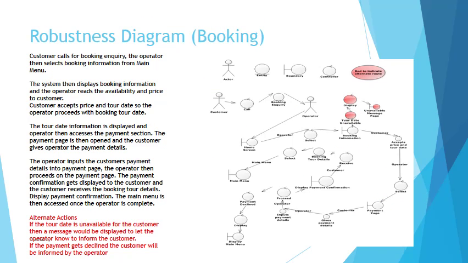This is a robustness diagram for booking. On the diagram, it lists the different components which are used in order to complete the diagram. The robustness diagram is created by using the user story expanded. An actor in the diagram would be the customer. The entity would be something such as the booking tour details. A boundary would be the main menu, and the controller would be something such as select. It tells you the story of how each process is made and what each part does.